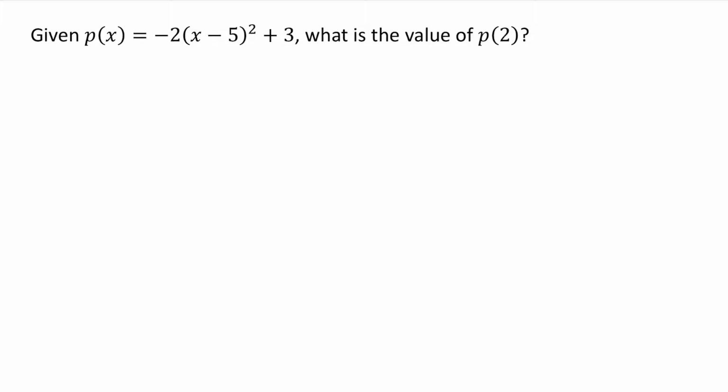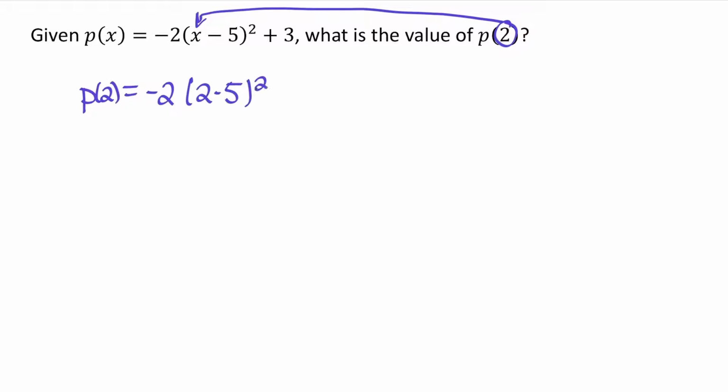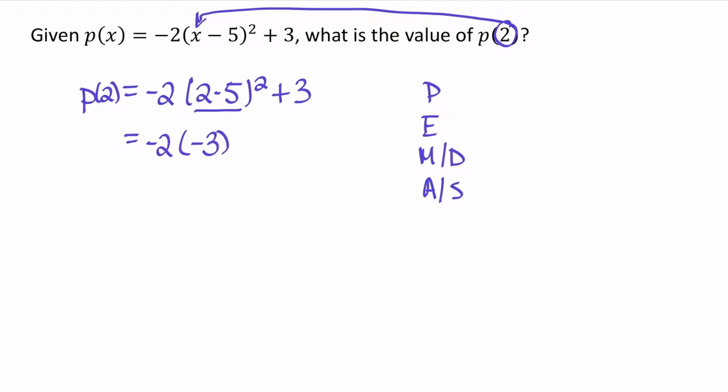So this problem says, given that p of x equals negative 2 times x minus 5 squared plus 3, what is the value of p of 2? So once again, I'm going to go to my equation and then plug in 2 everywhere I see x. So I have p of 2 equals negative 2 times 2 minus 5 squared plus 3. So once again, remember, you need order of operations to simplify this expression. So we're going to start off doing what's in parentheses. So I have negative 2 times 2 minus 5 is negative 3, and that's squared, and I have plus 3.